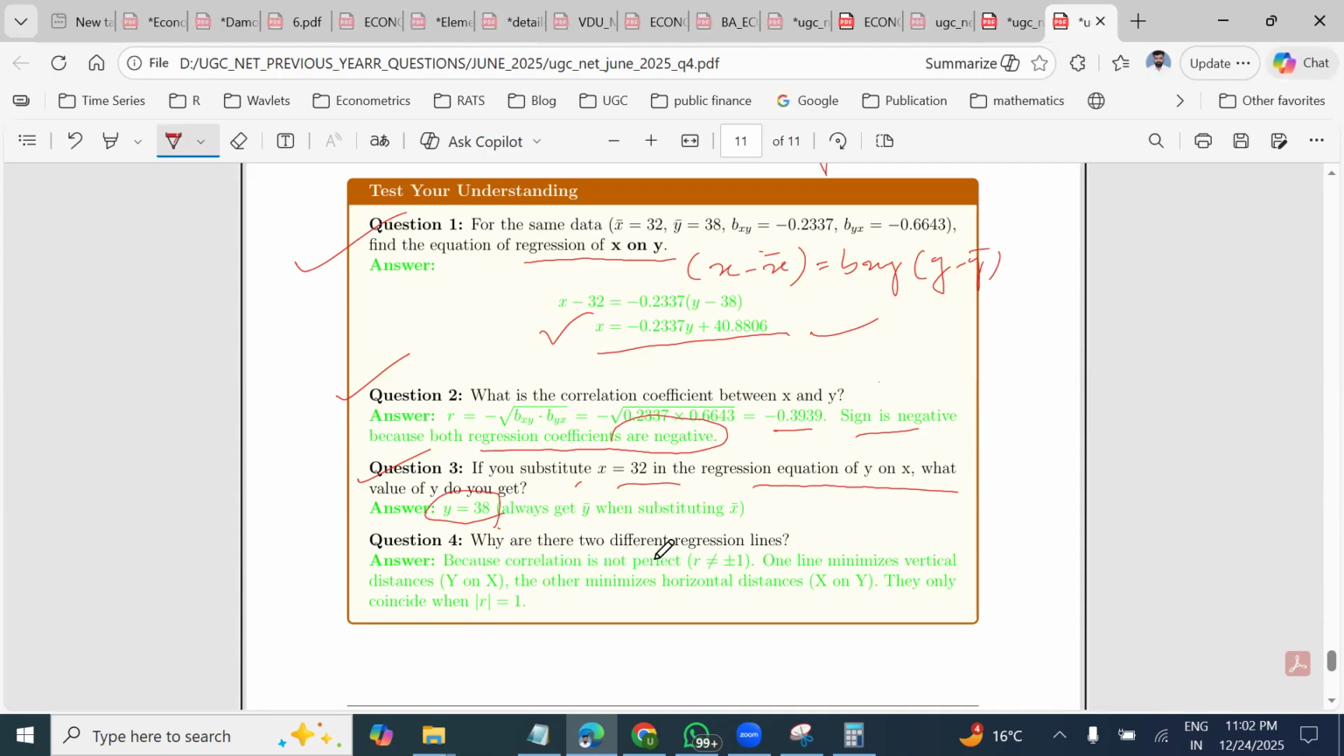Then why are there two regression lines? Because correlation is not perfect, r is not plus or minus 1. So one line minimizes the vertical distance and the other line minimizes the horizontal distance. So when will there be only one regression line? This is also a very important question. If the correlation coefficient is equal to 1, then you cannot have y on x and x on y. Are you getting?